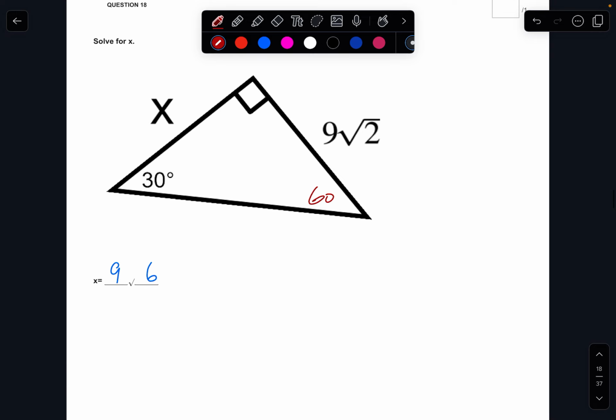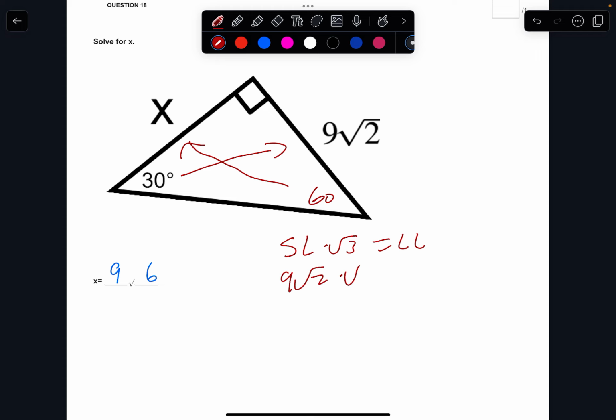30, 60, 90 rules. We have the side across from 30 this time. We want the side across from 60. Remember that the short leg times root 3 equals the long leg. So we have the short leg. 9 root 2 times root 3 equals the long leg. That's going to be 9 root 6.